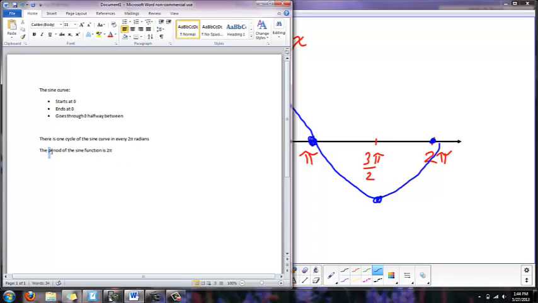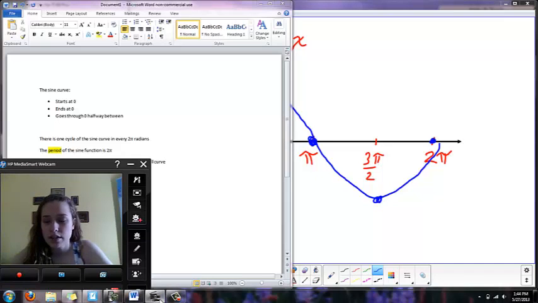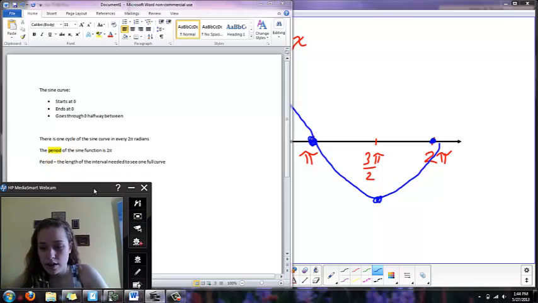So period is one of the key vocab words that you're going to have to learn during this chapter. And period just means the length of the interval needed to see one full curve. Okay, so that's something that you're really going to have to remember. I would write that down if I were you, because period is one of the key vocab words that you're going to need to know. The other one's frequency, but I'm going to talk about that a little bit later, okay?